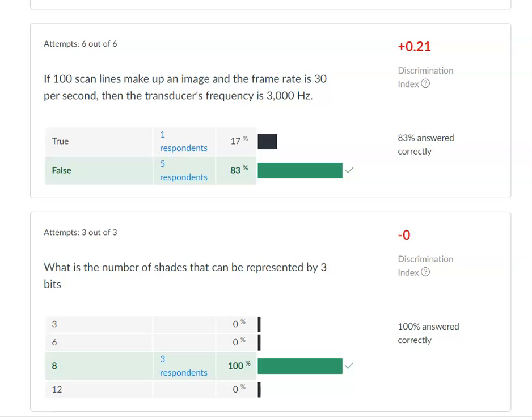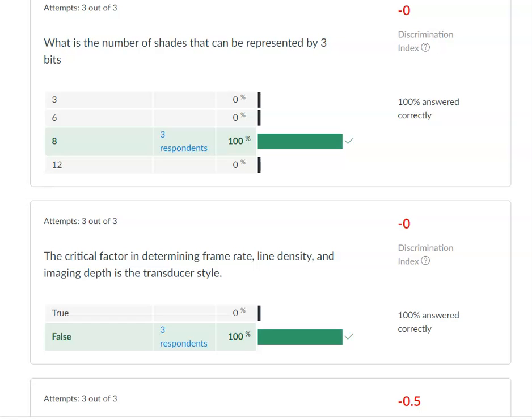Next question. If 100 scan lines make up an image and the frame rate is 30 per second, then the transducer's frequency is 3000 hertz. No, the transducer's frequency is determined by whatever you plugged in and its own central or resonant frequency. So that is false. It has nothing to do with the scan lines or the frame rate. The frequency is the fundamental frequency. Next question. What is the number of shades that can be represented by 3 bits? 2 to the 3rd is 8.